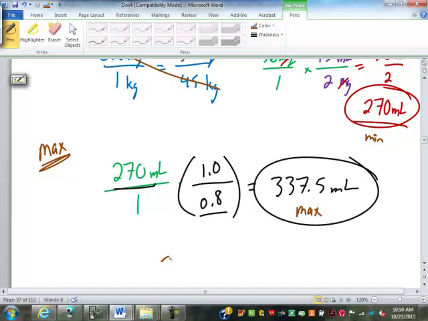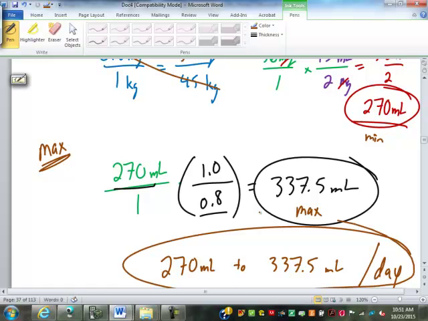So for this patient, we're going to deliver anywhere from 270 milliliters to 337.5 milliliters, and that is per day. So that is your range of acceptable dosages for that patient. Any questions? Okay.